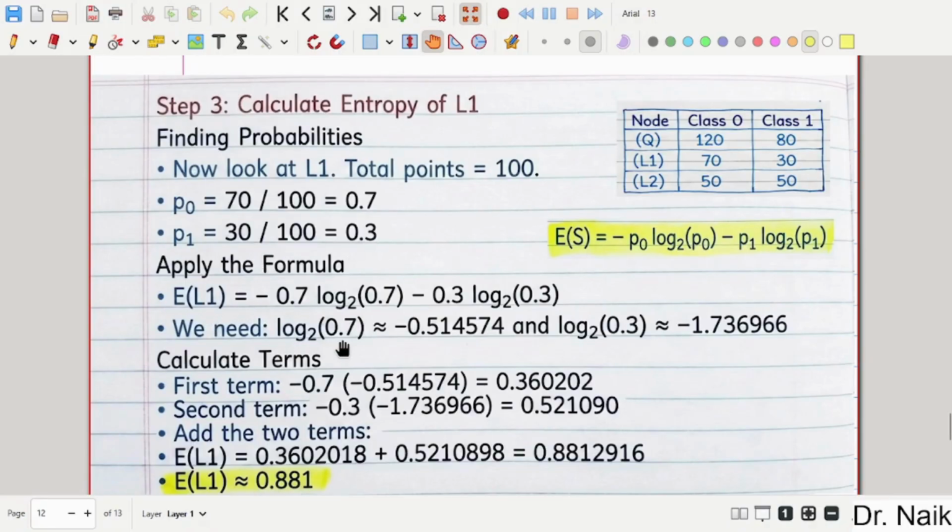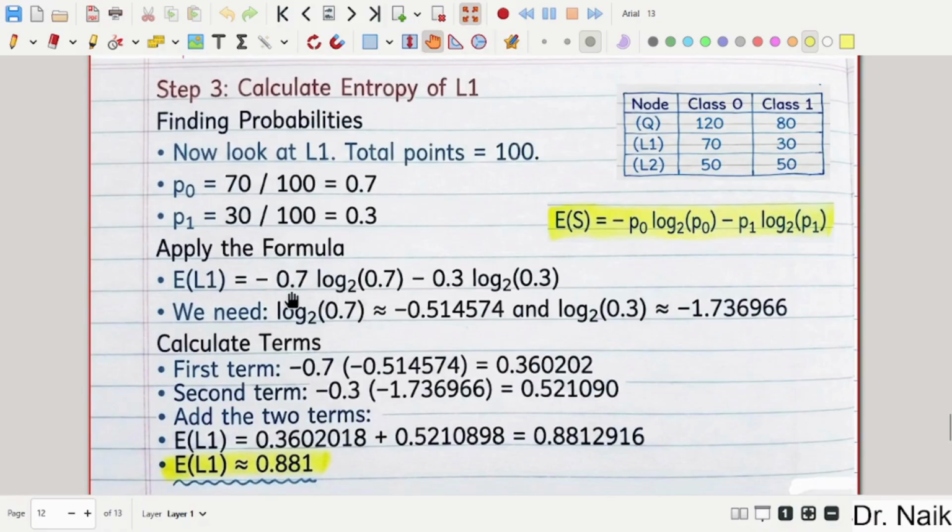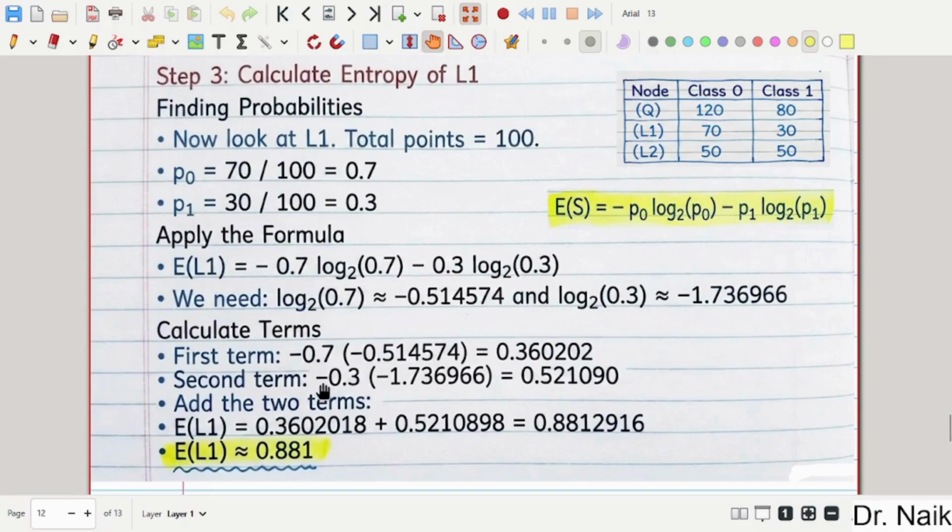Now substitute these in our entropy formula. So P0 is minus 0.7 log with a base 2 of 0.7, minus P1, that is 0.3 times log with a base 2 of 0.3. So after the calculation it comes to be 0.360218 plus 0.521089. So after addition it is 0.8812916. So entropy of the L1 node is 0.881.